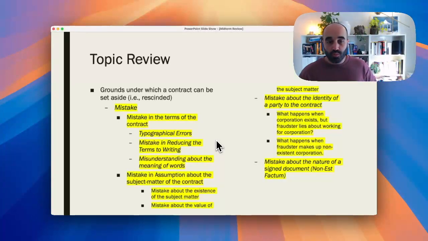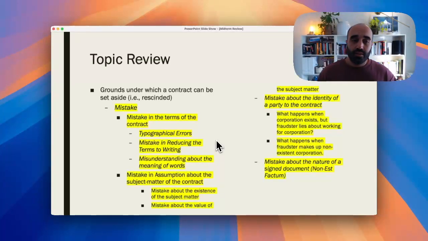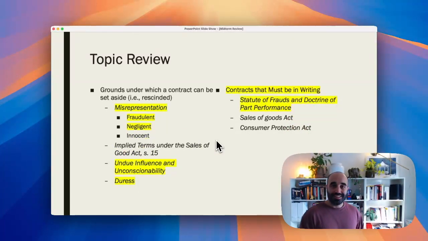We talked about four ways in which this can happen. The first is a mistake. Many types of mistakes you see here. As I discussed in class, you don't have to identify the exact type of mistake. The purpose of setting these all out for you was to show you the many different ways in which a mistake can arise. The second we talked about was misrepresentation.